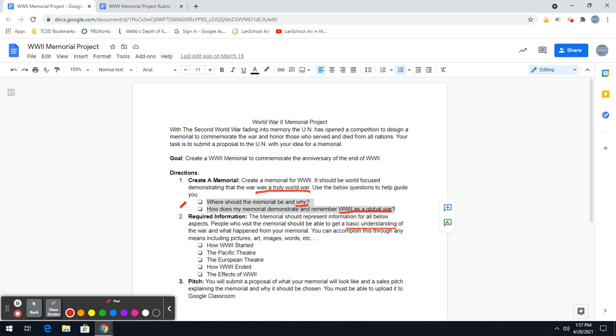If you've been to Washington, D.C. and seen the World War II memorial in D.C., it is not just a memorial to the people who died. It is also explaining a little bit about what World War II was in the United States. And that's kind of your goal. If somebody can go there and not only does it commemorate World War II, but it also gives them a history lesson. And you can do this through symbols, you can do it through art, you can do it through words, images. But remember, you're making a memorial, you're not typing an essay. What needs to be included is how World War II started, the Pacific theater, things from the European theater, how it ended, and finally, the effects of World War II. And these are all broken down in the rubric a little bit more.